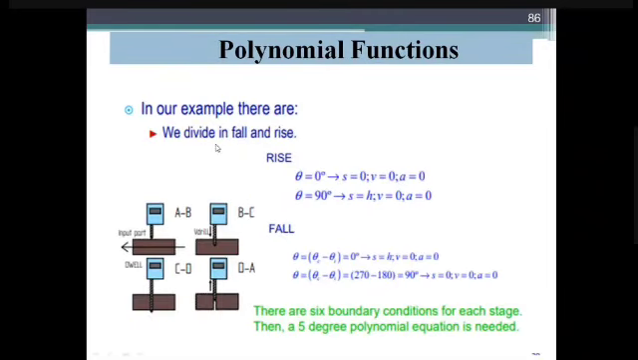Okay, in our example, we divide into fall and rise. For the rise, what about the initial and final conditions? From 0 to 90 degrees, what will happen? At theta equal to 0, the initial condition, there is no displacement, no velocity, no acceleration, so everything is 0. What about theta at 90 degrees? At exactly 90 degrees, theta is equal to 90 degrees, and S is the displacement.